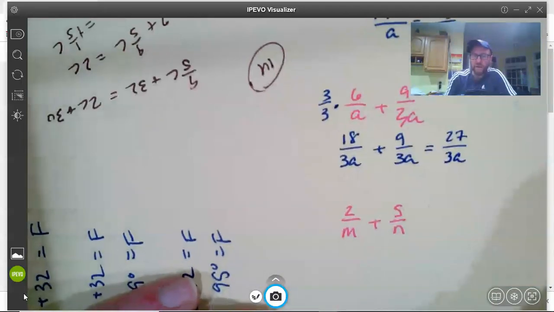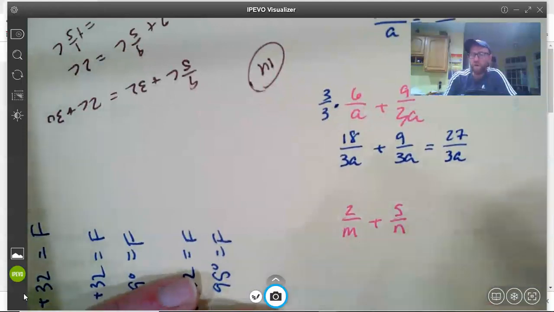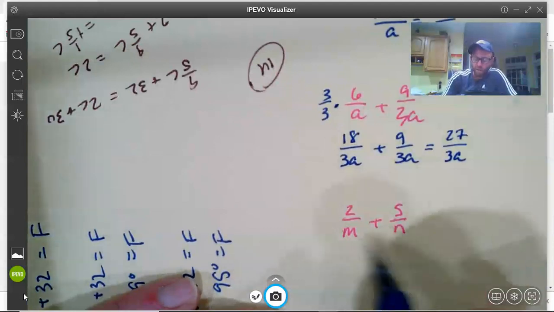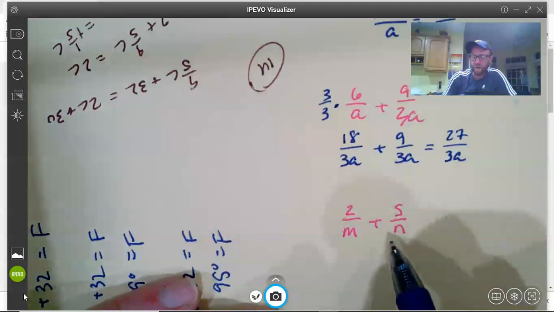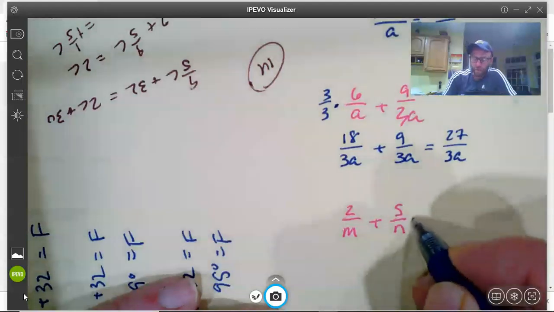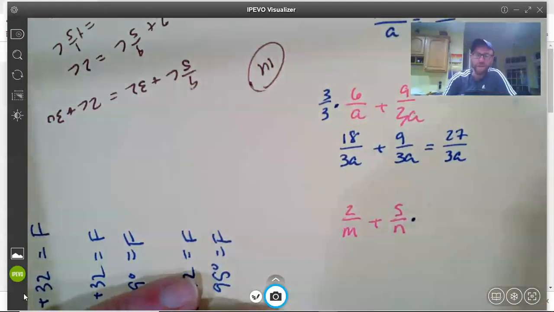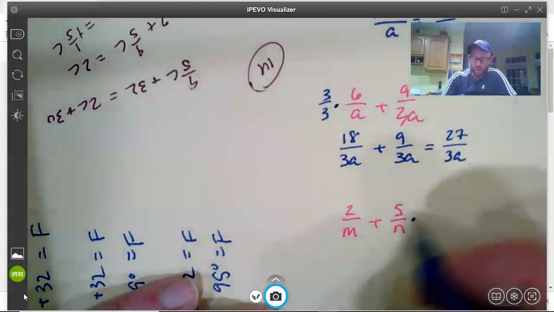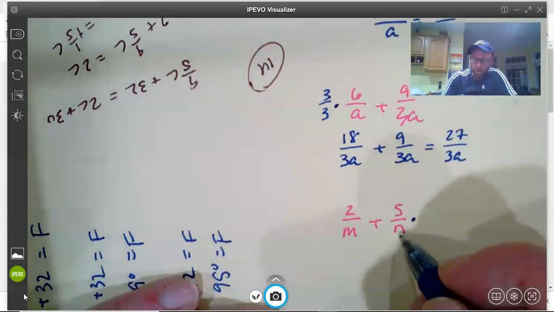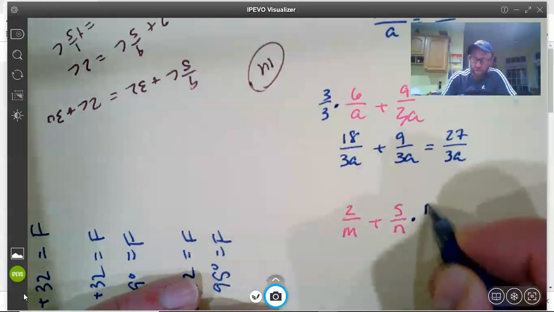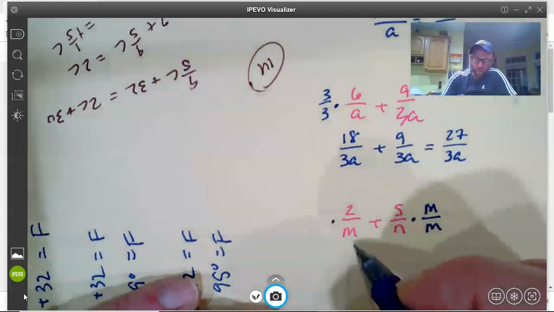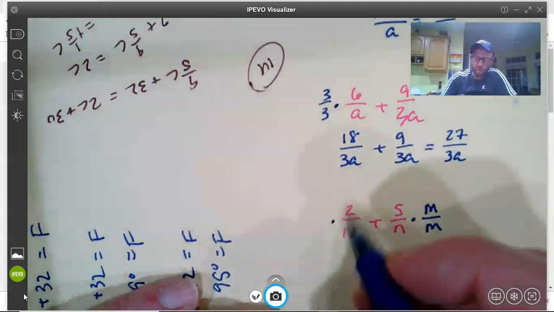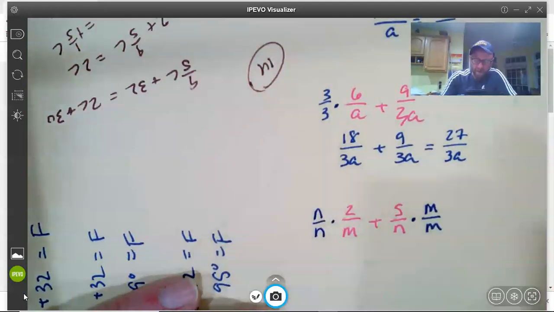Let's see. Down here, okay, these two fractions, no common denominator, so I'm going to have to do something about that. Well, here's a little trick. If I have two denominators that are both different variables, I'm just going to multiply each fraction by the other variable over itself. So I'll show you what I mean here. The one that has the n in the denominator, we're going to multiply that by m over m. And the one that has the m in the denominator, we're going to multiply that by n over n.